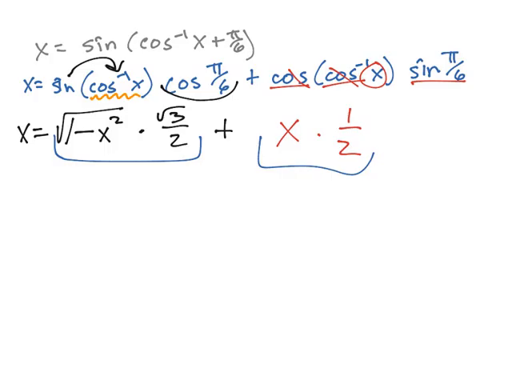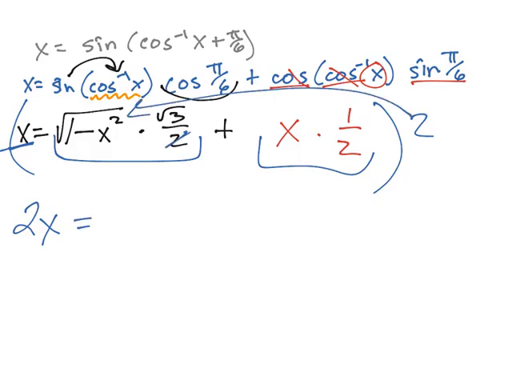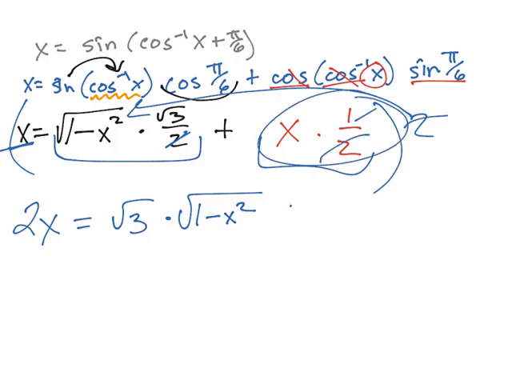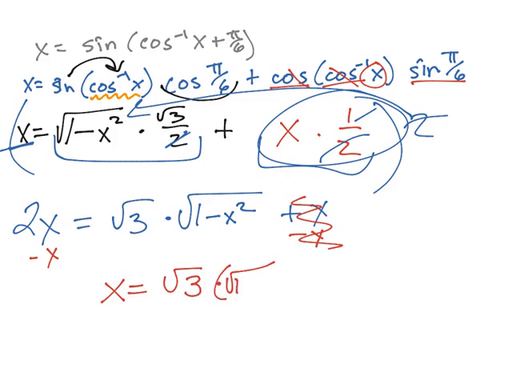I want to eliminate my fractions. I'm just not a fan of fractions, so I'm going to multiply everything by 2. So 2 times x gives me 2x. The 2's cancel out in the first piece, and I'm left with radical 3 times the square root of 1 minus x squared. In the second piece, the 2's cancel out, and I'm left with x. Okay, we're making progress here. Let's move the x to the other side. So these go away, and I'm left with x equals radical 3 times the square root of 1 minus x squared.